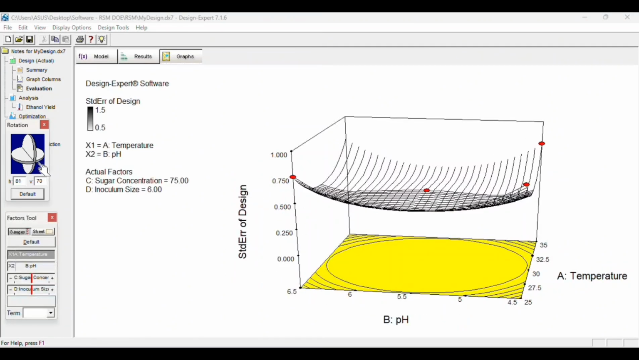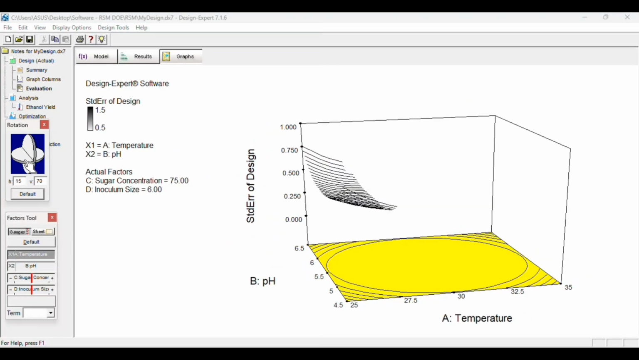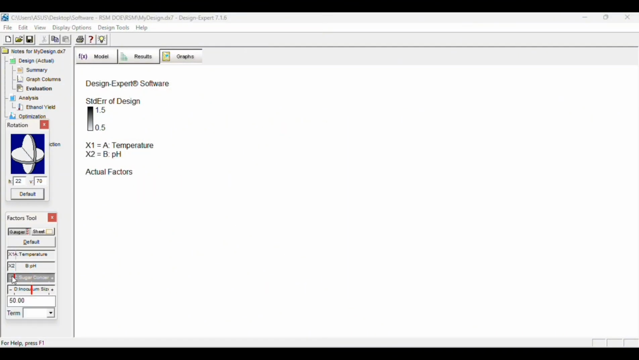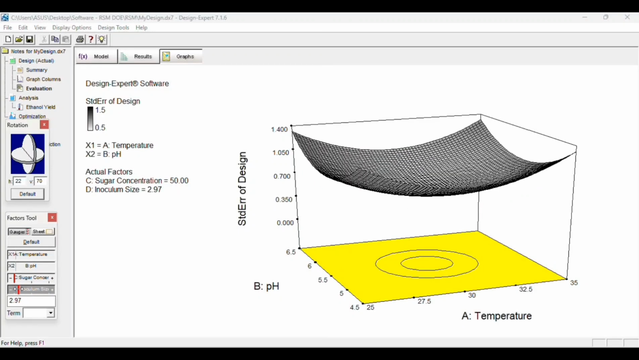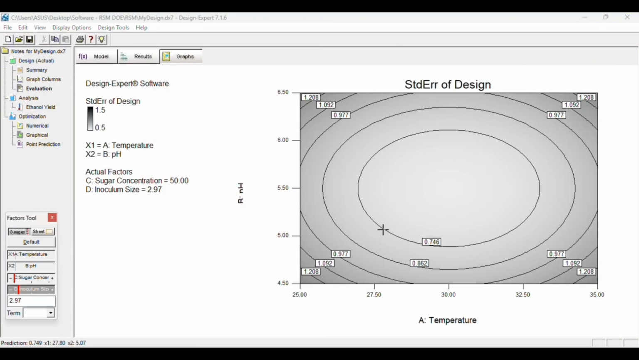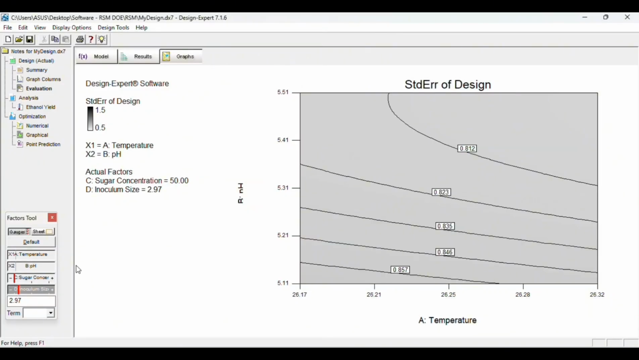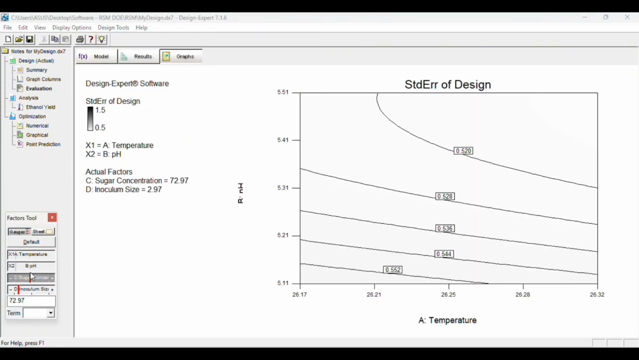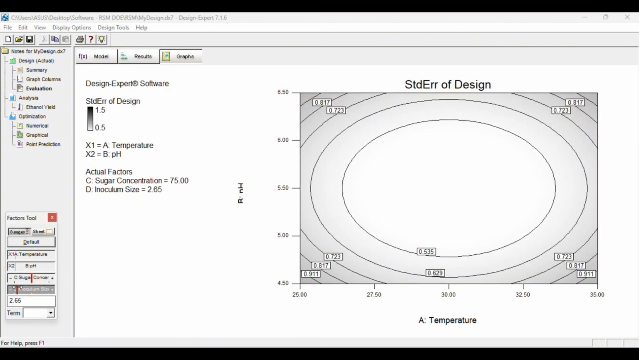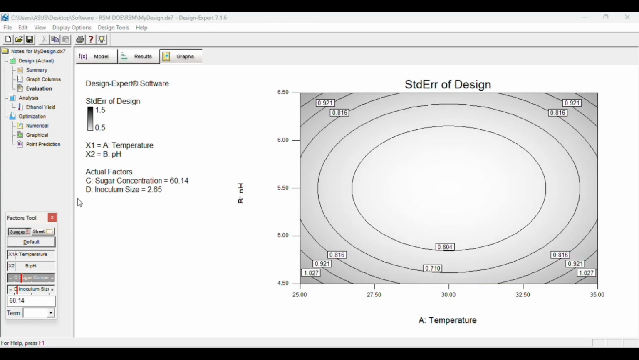And for this one, we can see the 3D surface. This is the sugar concentration 3D surface, and this one is the inoculum size 3D surface. And for this one, we can see the contour, which the X1 is temperature and X2 is pH. The actual factor for sugar concentration is 75, and for the inoculum is 2.68.